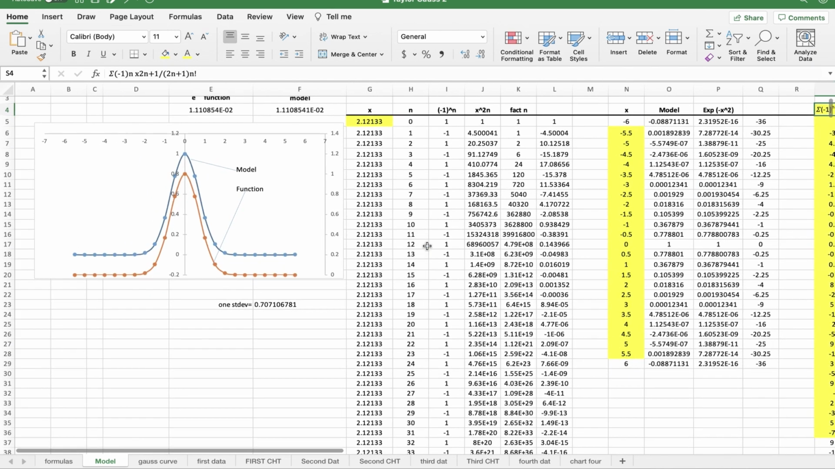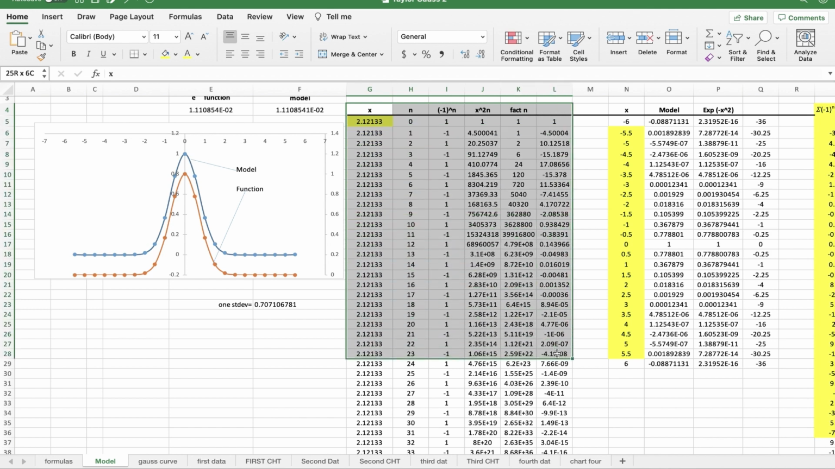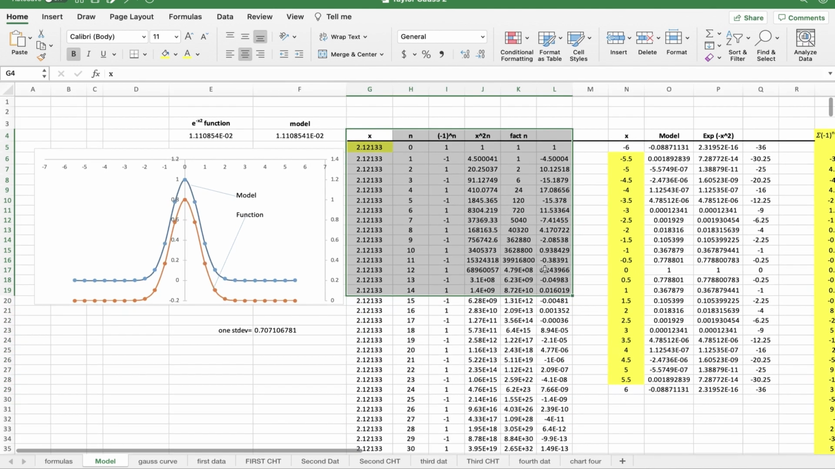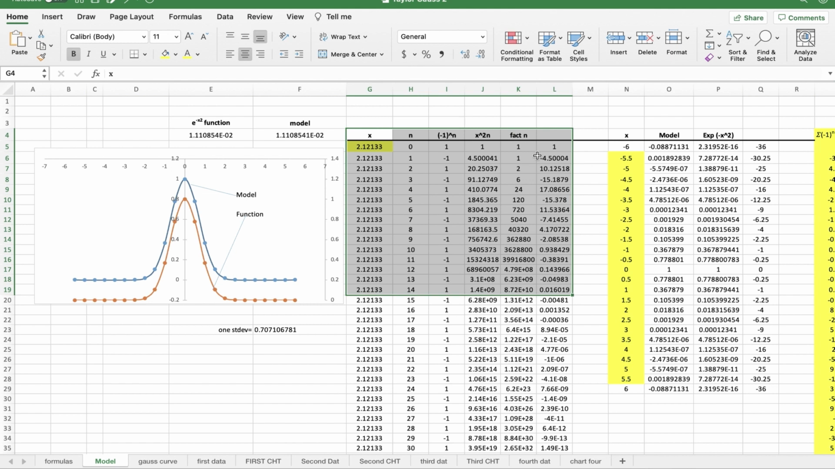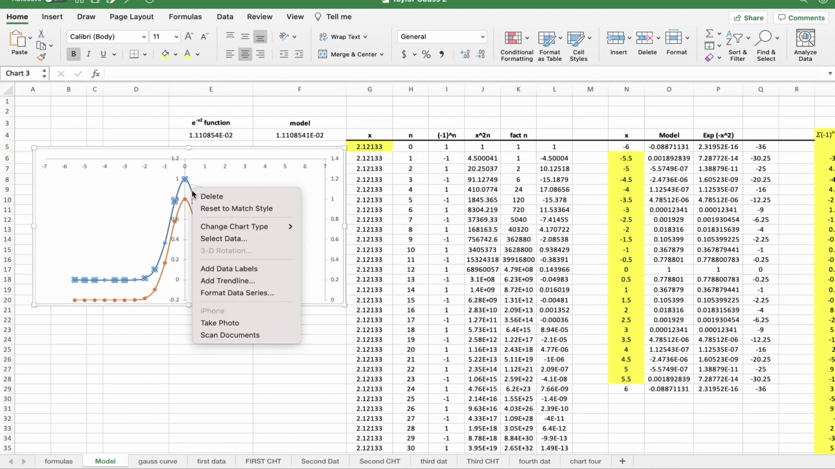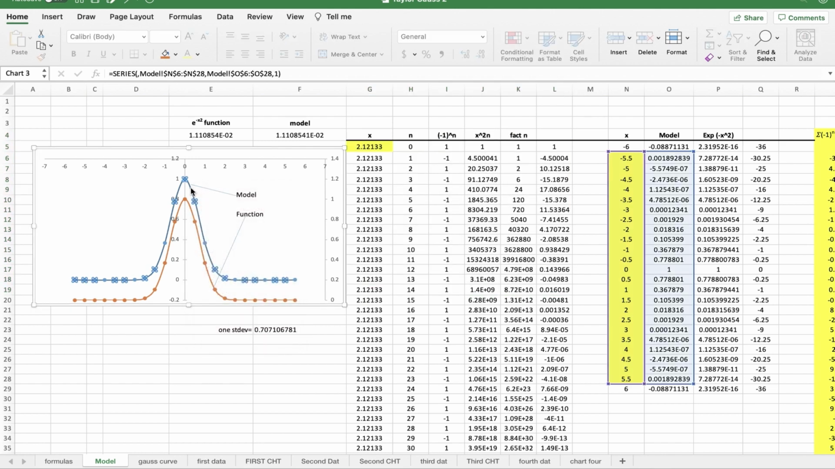Here, this is the model, this table here, or sets of columns here, give the Taylor series model for the e to the minus x squared. And that's this blue curve right here. And you can see now, basically, the orange curve is e to the minus x squared, the actual function itself. And I wanted a comparison, and as you can see, these things are almost exact.